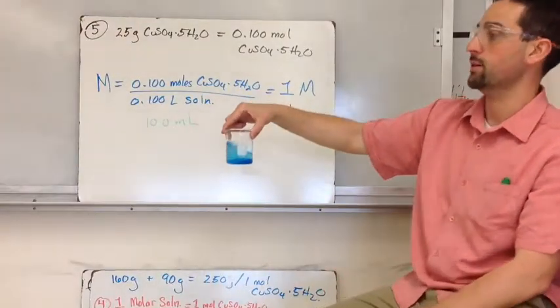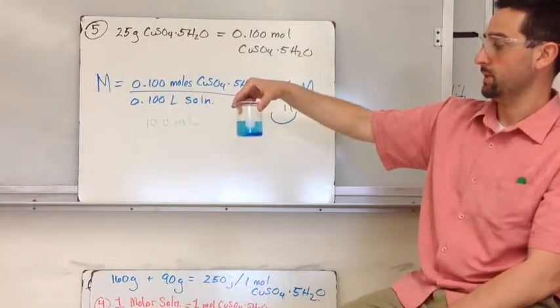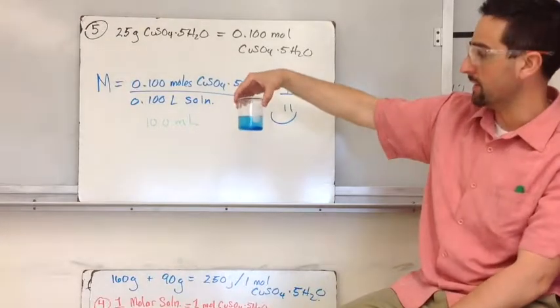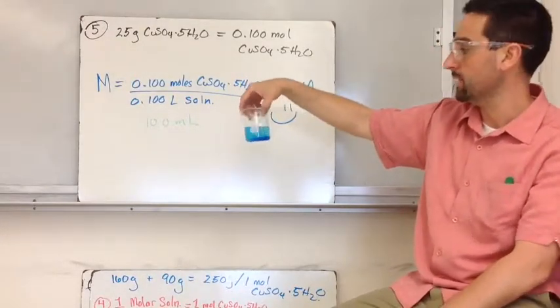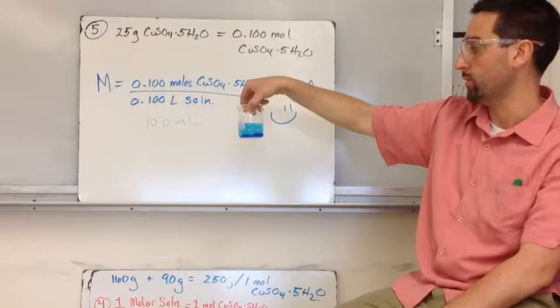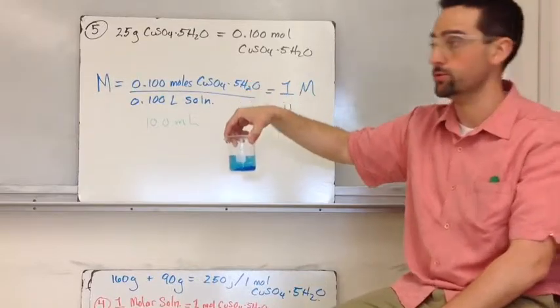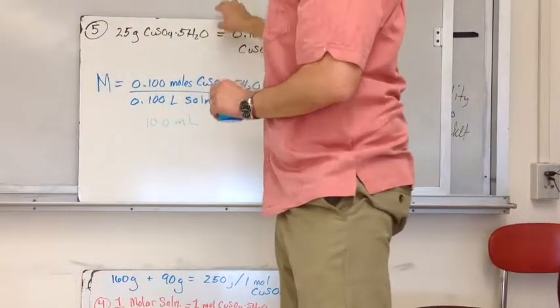And I would stir this up and make a solution. Now this is going to take a while to dissolve, but technically that's 100 milliliters of 25 grams, which is a 1 molar solution. Now there's a second problem here.